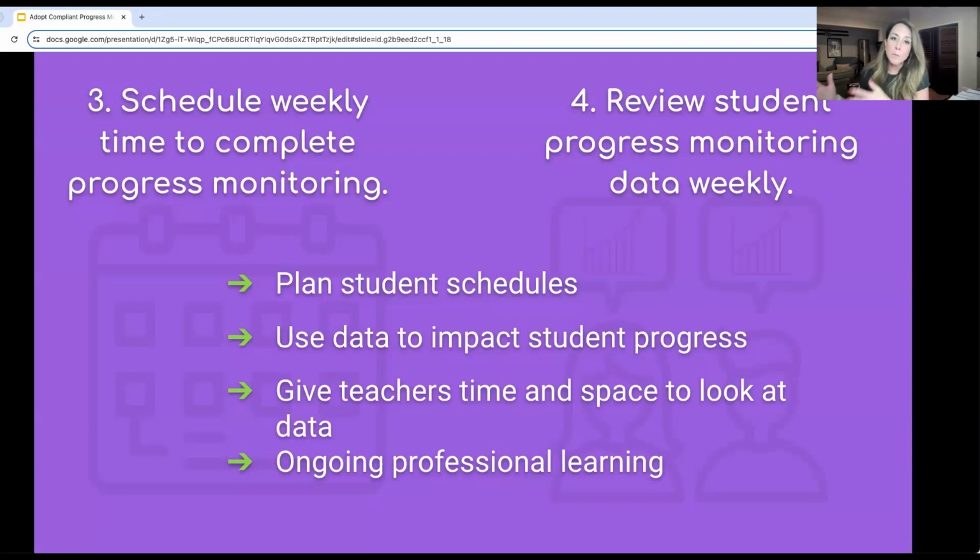Then additionally, we want to make sure teachers have time in their schedule to analyze the progress monitoring data. The end goal is that we're using this data to make an impact on student progress. To do that, we have to review it consistently. So make sure we give teachers the space and time to look at the data each week. Make sure this time is as valued as the time the students spend actually completing the test. When teachers see you're giving them the time to analyze results, they respond accordingly.